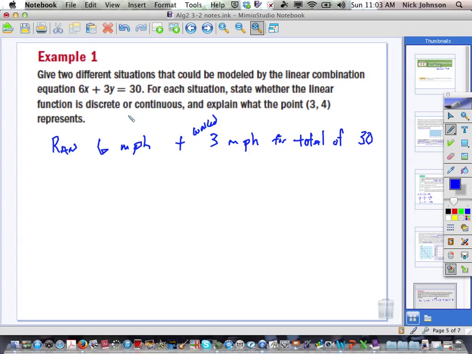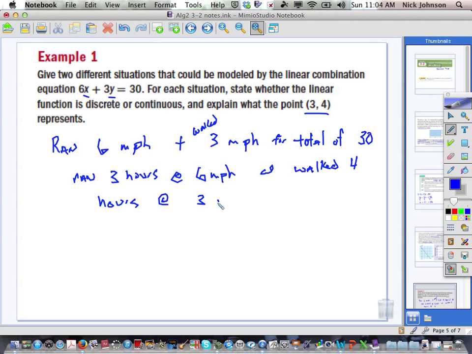What does that mean? Okay? Well, x would be the number of hours we ran. y would be the number of hours that we walked. So for point (3, 4), that would satisfy this equation, we ran 3 hours at 6 miles an hour and walked 4 hours at 3 miles per hour. Okay?